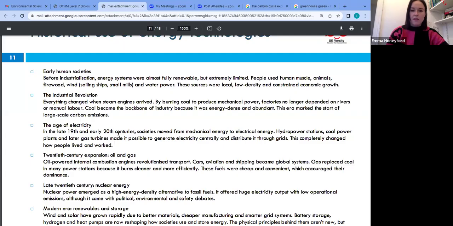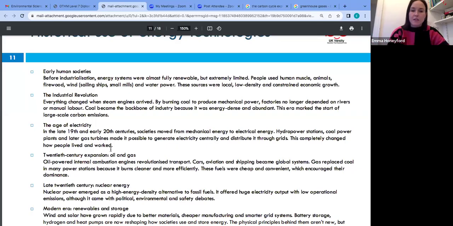So the age of electricity: in the 19th and early 20th centuries, societies moved from mechanical energy to electrical energy. Hydro power stations, coal power plants, and later gas turbines made it possible to generate electricity centrally and distribute it through grids. This completely changed how people lived and worked, and it had many positive impacts for people. But it's important to remember that there are positives, but there are limitations to that as well.